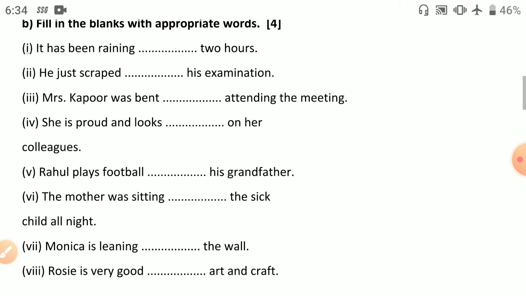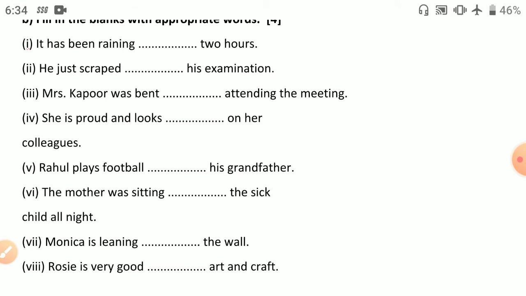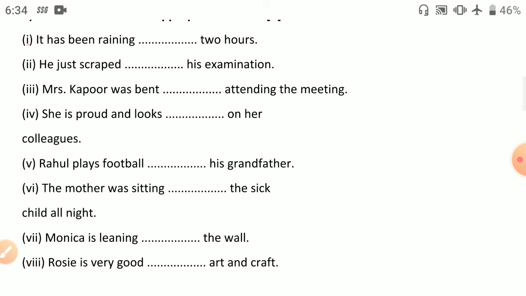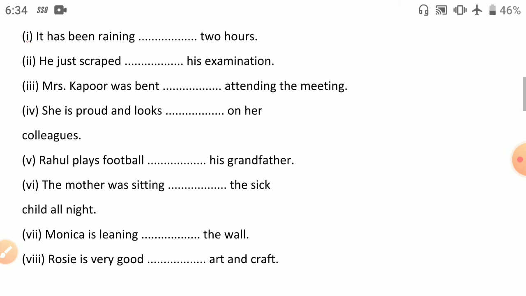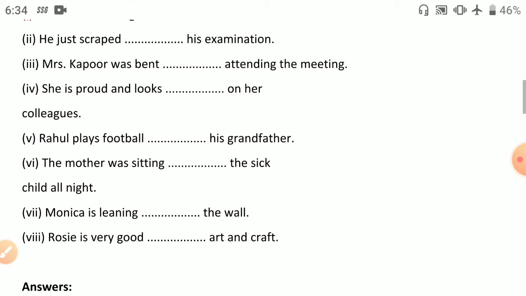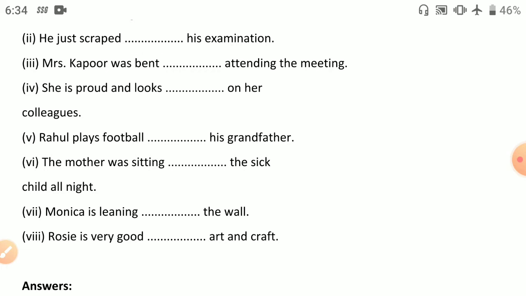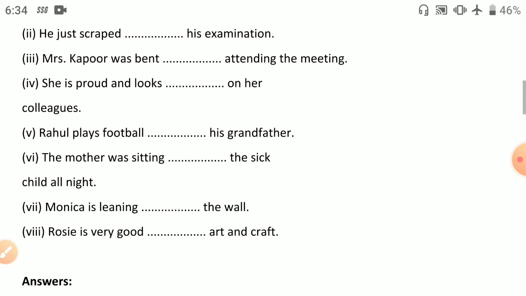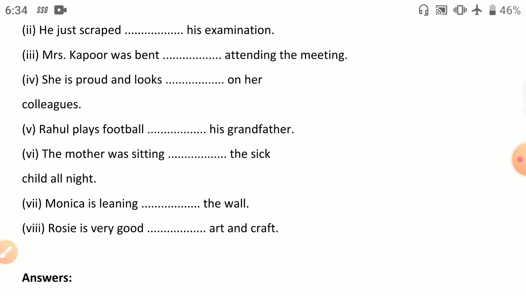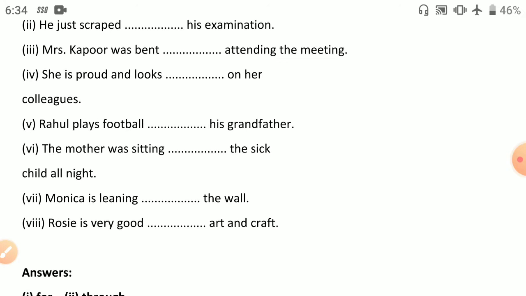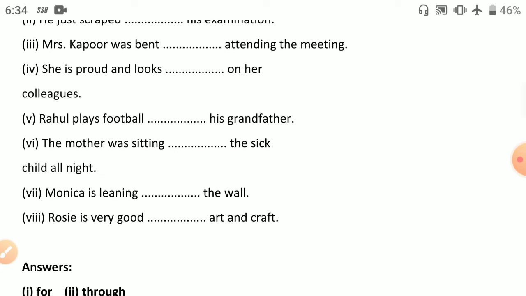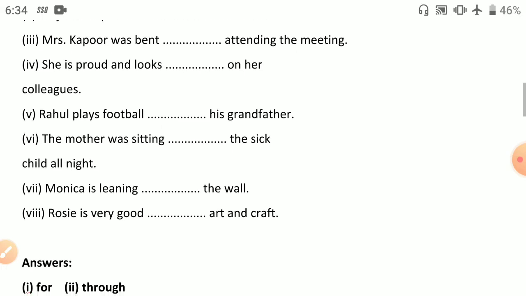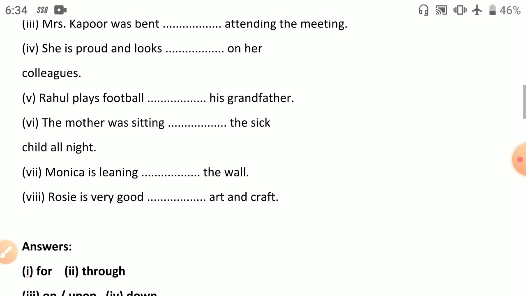He just scraped through his examinations. Mrs. Kapoor was bent on or upon. Anyone can do upon or on attending the meeting. She is proud and looks down on her colleagues. Rahul plays football with his grandfather. The mother was sitting beside the sick child all night, or you can write sitting with the sick child all night, or you can also write sitting by the sick child all night.